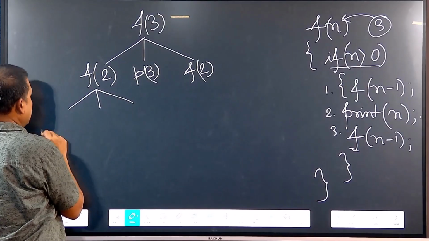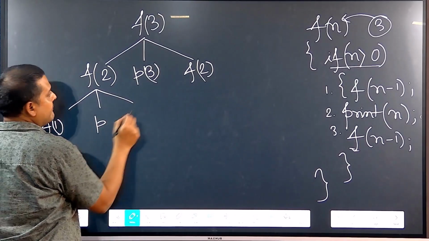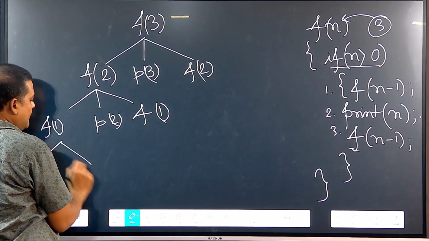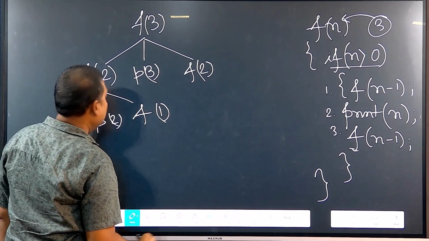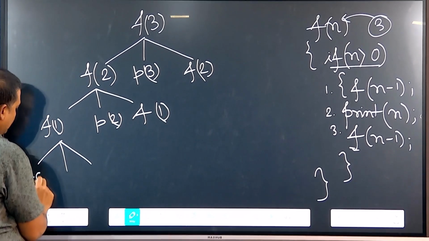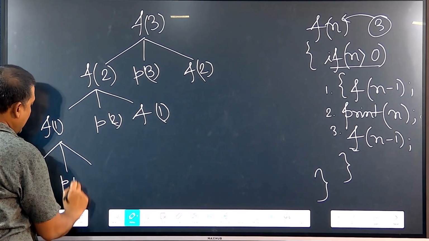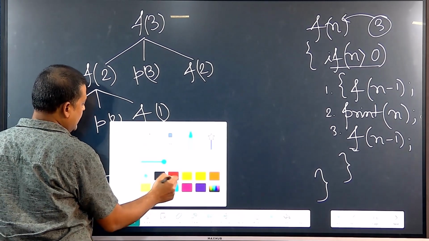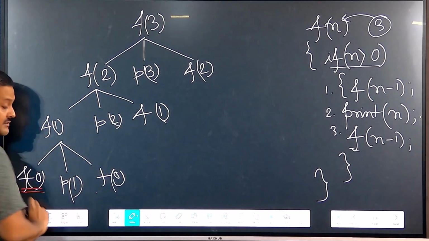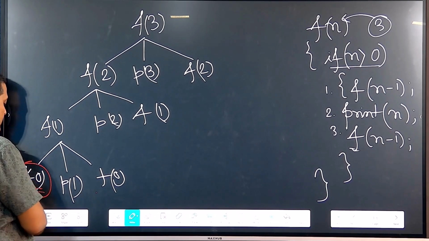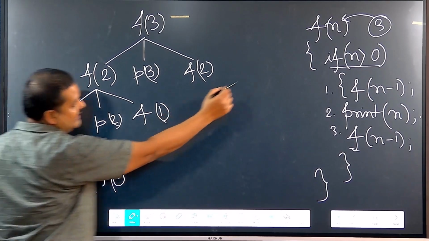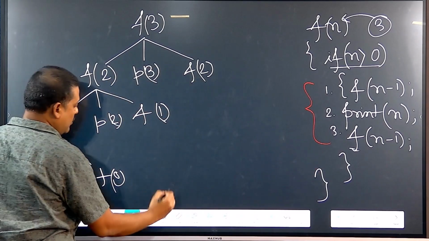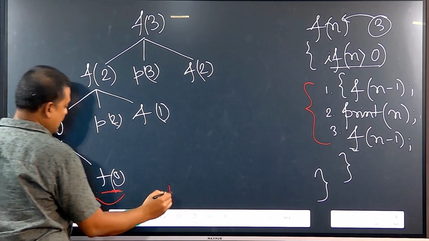So the first task is function call of 1, printing of n, that is 2, and function call of 1. Again, for function call of 1, n is greater than 0, so there are 3 calls: function call of 0, printing of 1, and function call of 0. Here, function call of 0 will not do anything, because only if n is greater than 0 do these statements need to be executed. So printing of 1, function of 0, this will do nothing.